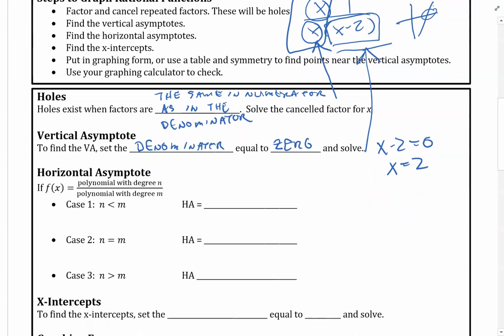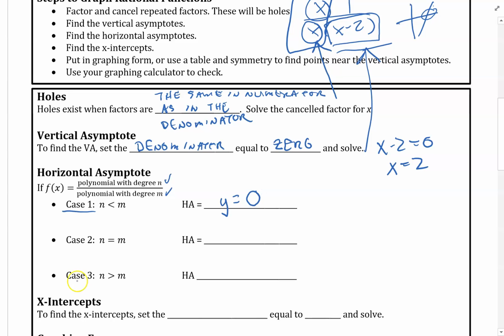Horizontal asymptotes. Here we're looking at f of x, which is a function which has a polynomial with degree n on top and a polynomial with degree m on the bottom. So numerator has an n, denominator degree m. So this is a rational function. It's a ratio of two functions. And the power on top, in this example, case 1, the power on top is less. If that happens, we'll have a horizontal asymptote at y equals 0.